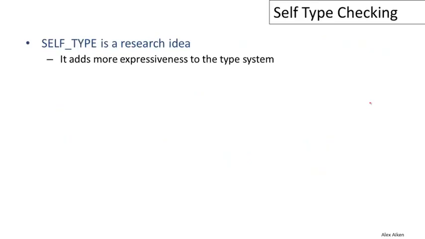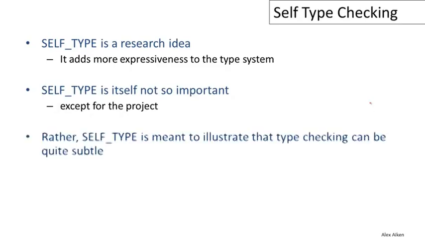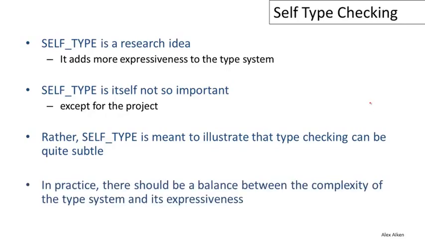To summarize our discussion of self-type, self-type is still a research idea. It adds more expressiveness to the type system, and I think that's easy to see, but you won't find self-type in mainstream languages. Self-type by itself, I think, is not so important, except for the project that you're going to implement. Rather, the reason for including self-type is to illustrate that type checking can be quite subtle. It's not all int plus int equals int. There actually are fairly sophisticated things and fairly sophisticated reasoning that goes on inside of type checking.